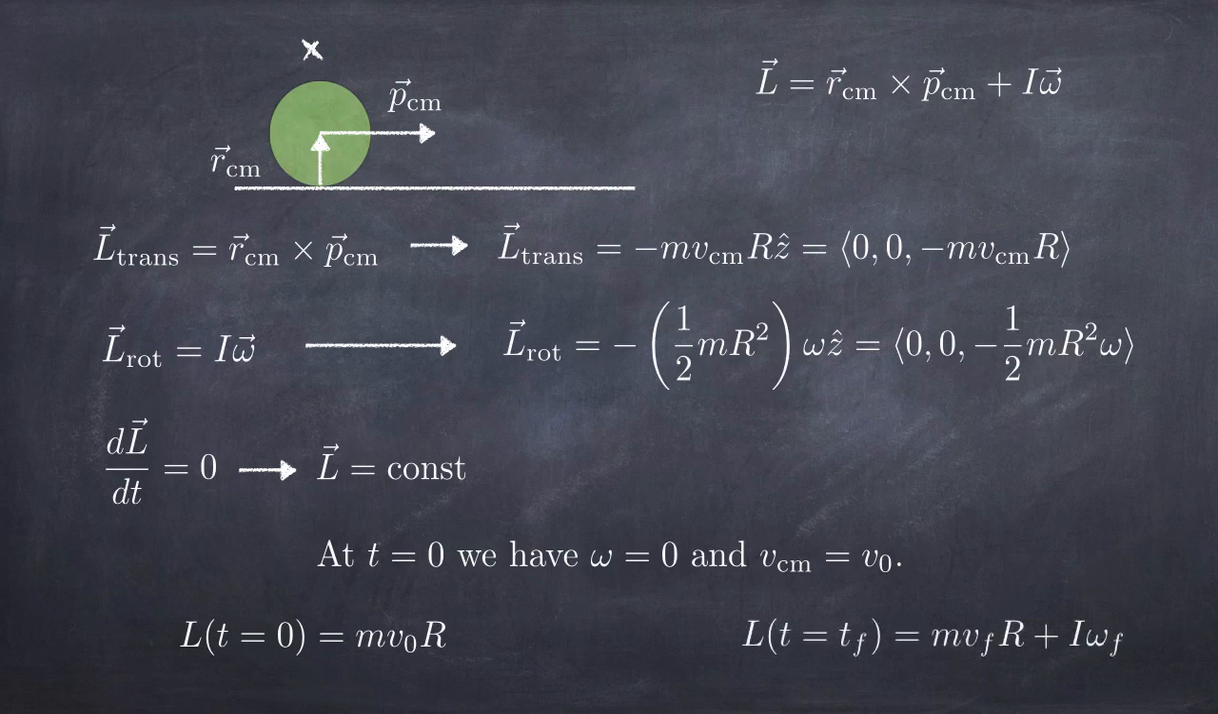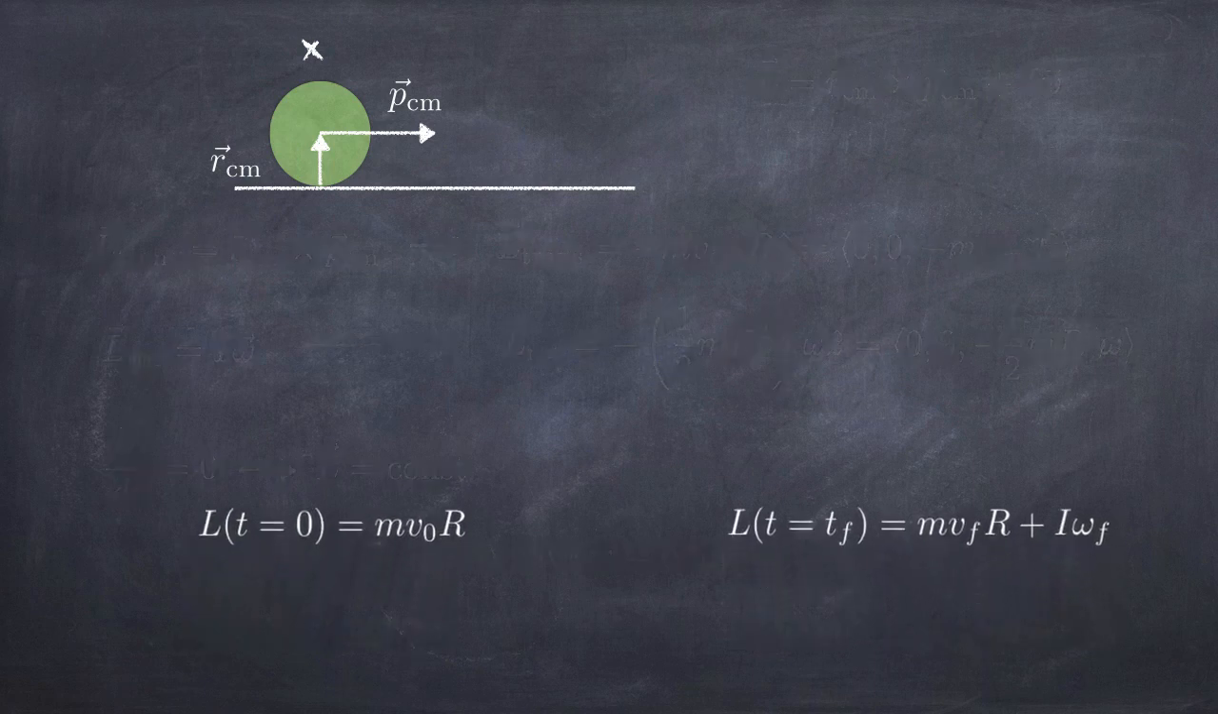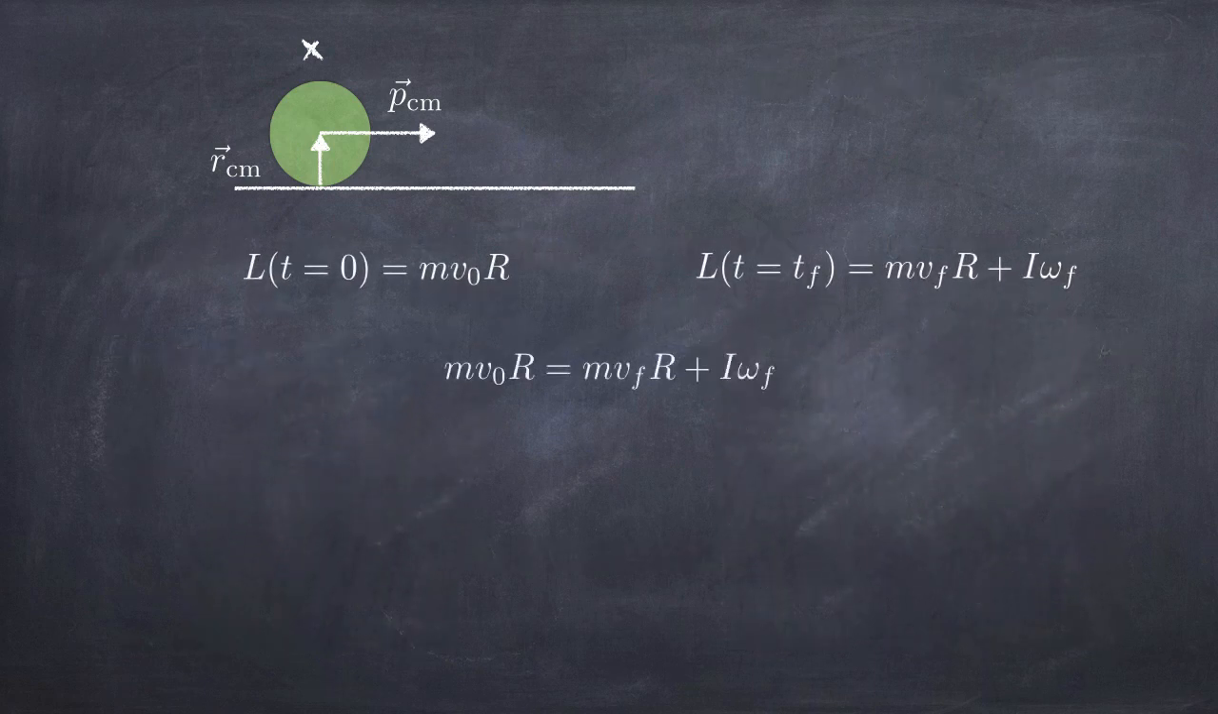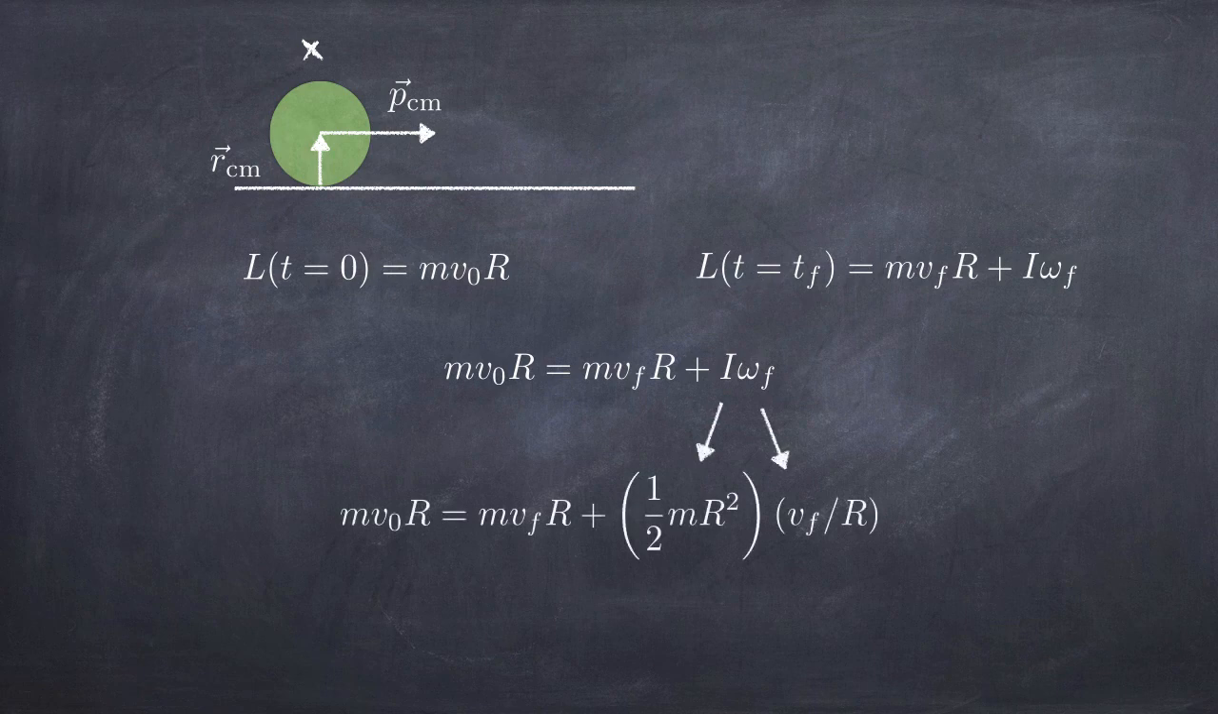If you do the same thing at the end, you get the translational part is m v final times r, and the rotational part is I omega final. If those are equal, it means the angular momentum at the beginning, m v0 r, must be equal to the angular momentum at the end. Now I can substitute for omega and I, and you'll notice that a bunch of things cancel. First of all, we've got an m in every term, we've got an r in every term, and so those all cancel out, and I end up with a very simple result, that the initial velocity is 1.5 times the final velocity. And of course you can solve that for the final velocity.